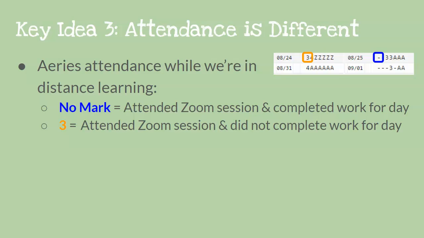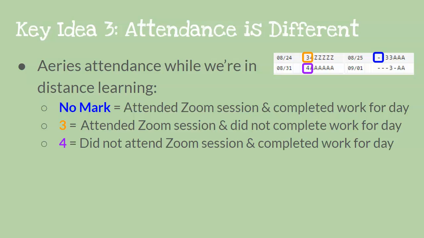A 3 means they attended the Zoom session, but they did not complete the work for that day. A 4 means they did not attend the Zoom session. For whatever reason, they didn't come to Zoom, whether they were having Wi-Fi issues, or they didn't come to Zoom on time and missed most of the class and were marked absent. They didn't participate in class, therefore they were marked absent.